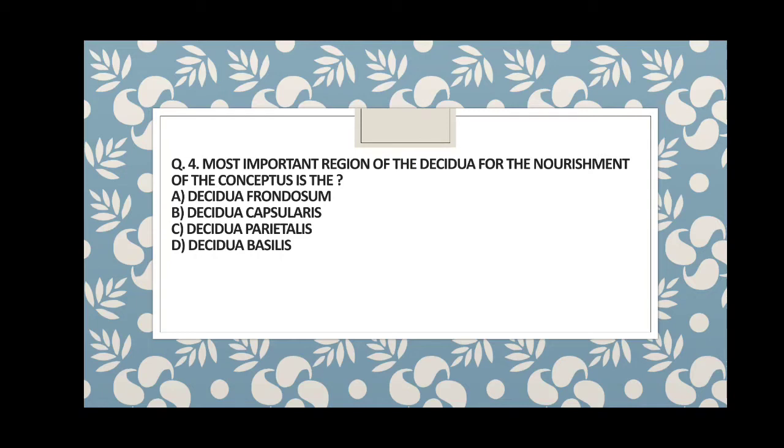A is decidua frondosum, B is decidua capsularis, C is decidua parietalis and D is decidua basalis.